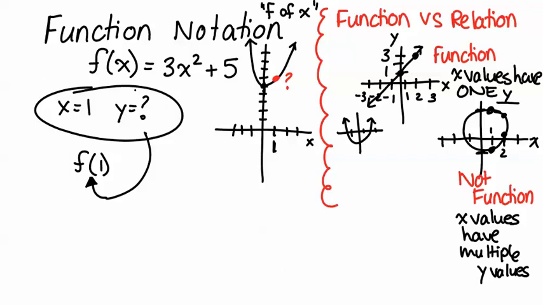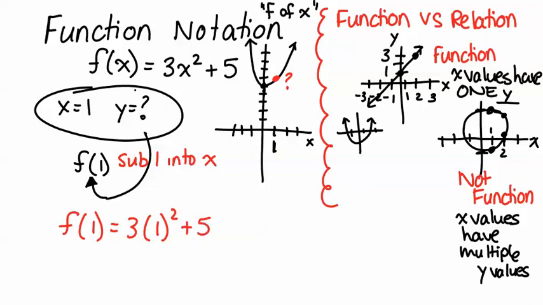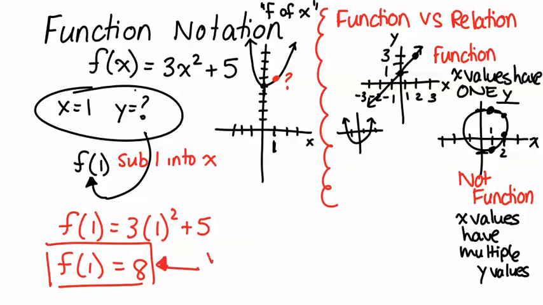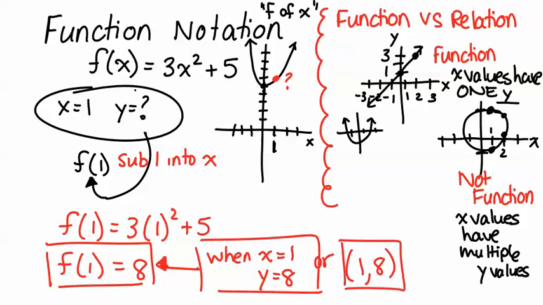To figure it out, we would just sub 1 in for x. If we're trying to find f of 1, x will become a 1. So f of 1 is equal to 3 times 1 squared plus 5, which is 8. So now I know that f of 1 is equal to 8. Another way of writing this is when x equals 1, y is equal to 8. Or you could say there's a point at (1, 8). These three ways are all saying the same thing: x equals 1, y equals 8, f of 1 equals 8. That's what function notation is, and that's how we use it.